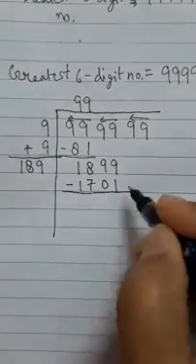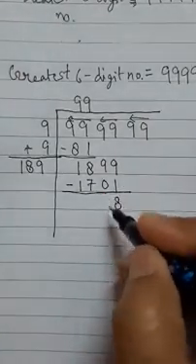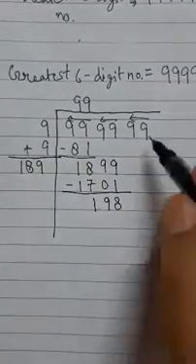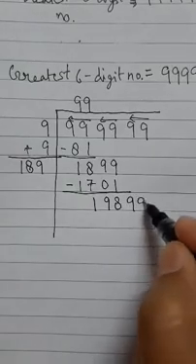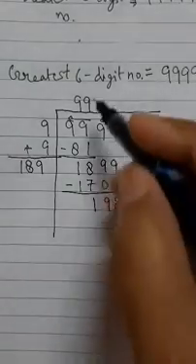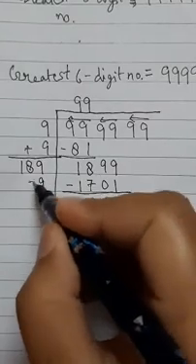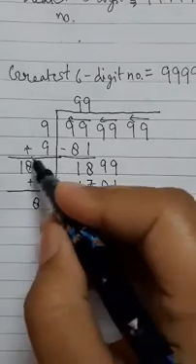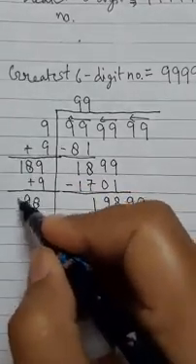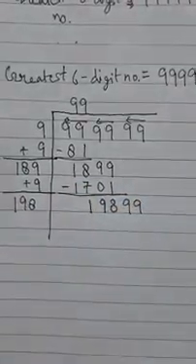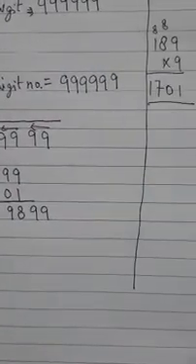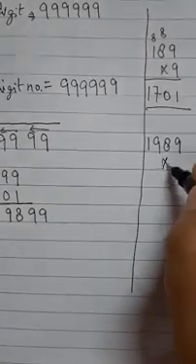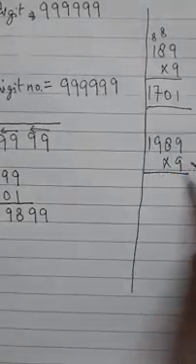Subtraction occurs again. 9 minus 1 is 8. 9 minus 0 is 9. 8 minus 7 is 1. We are going to take down the next pair. What will happen to the quotient? The current quotient will be added to the divisor. 9 plus 9 is 18. 8 plus 1 is 9 and 1. So we have 198. So again we have to put a digit after it. So I'm going to put a 9 after this, and I'm going to multiply this resultant number with 9.